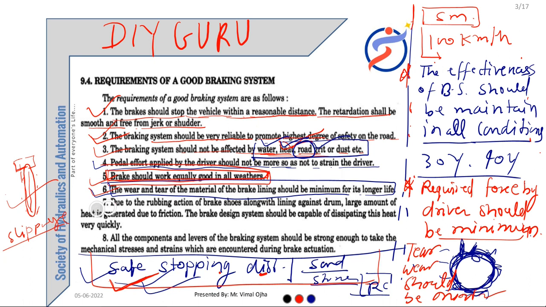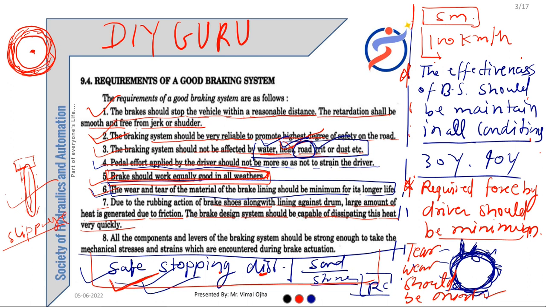Now think about point 7. Due to the rubbing action of the brake shoes along with the lining against the drum, a large amount of heat is generated due to friction. The brake system design should be capable of dissipating the heat very quickly. Again, this is a very important point. I already explained what happens when the brake shoes act on these areas. Because of the generation of a high amount of heat, the temperature of the disc also increases, even to 600, 700, 1500 degrees centigrade at an instant.